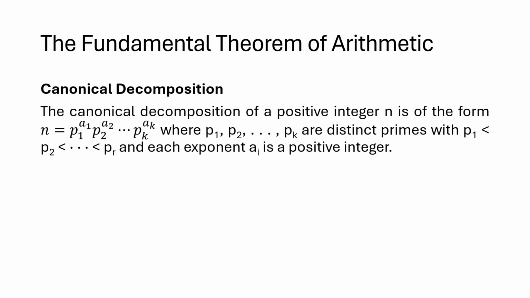Now with this, we could have the canonical decomposition. The canonical decomposition of a positive integer n is of the form n is equal to p sub 1 raised to a sub 1, p sub 2 raised to a sub 2, up to p sub k raised to a sub k, where p sub 1 to p sub k are distinct primes, with p sub 1 less than p sub 2 less than up to p sub k, and each exponent a sub i is a positive integer. Okay.